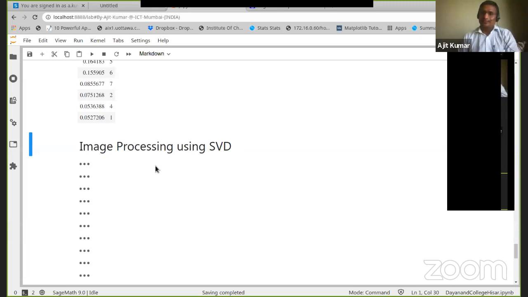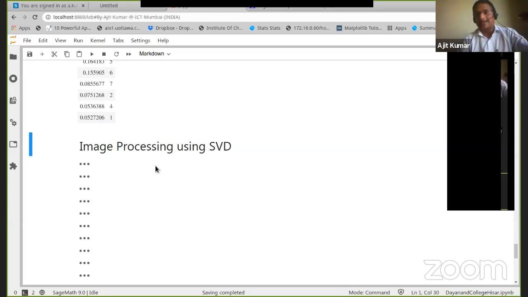Image processing, right? Whether it is medical images or images coming from satellites, you need to process them. Many times these images are very, very high definition. It may be a very large matrix, and dealing with that may require some effort.